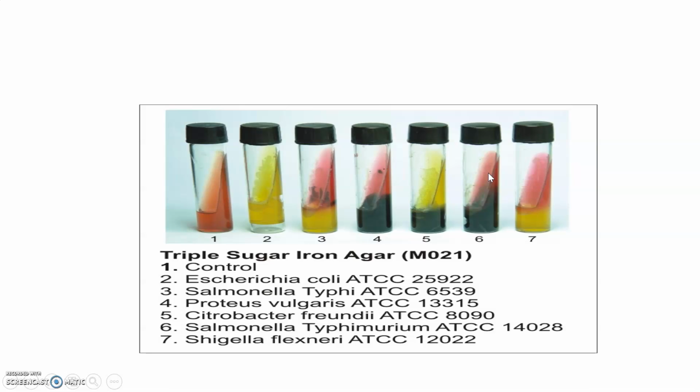Here also another reaction similar to the fourth one. That is Proteus vulgaris, K by A. Sixth one, Salmonella typhimurium, alkaline slant, acid butt and H2S production. Next is Shigella flexneri, K by A. K, alkaline slant, A, acid butt. No H2S production, no gas bubble, etc. So these are the reactions.